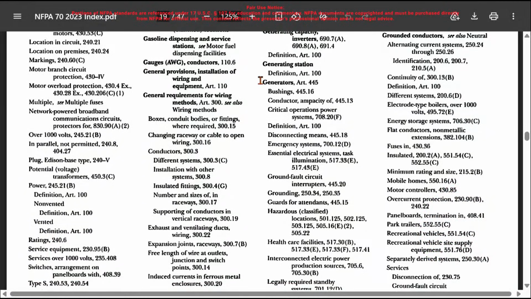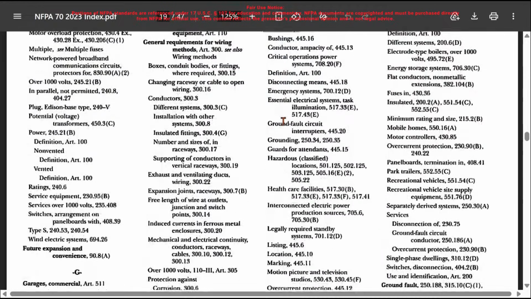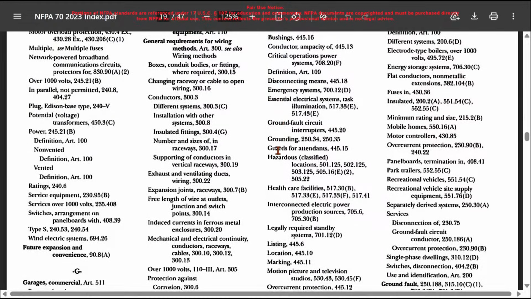So here's generator. And I'm looking down to see if there's anything in here that's dealing with live parts or anything that remotely gets us where we need to be. Okay, well, I see something that's pretty close. It says guards for attendants. So I'm going to jot that down just because it's probably somewhere around there. Doesn't mean that's it, but it's got something to do with guards. So it's going to get me somewhere in there.